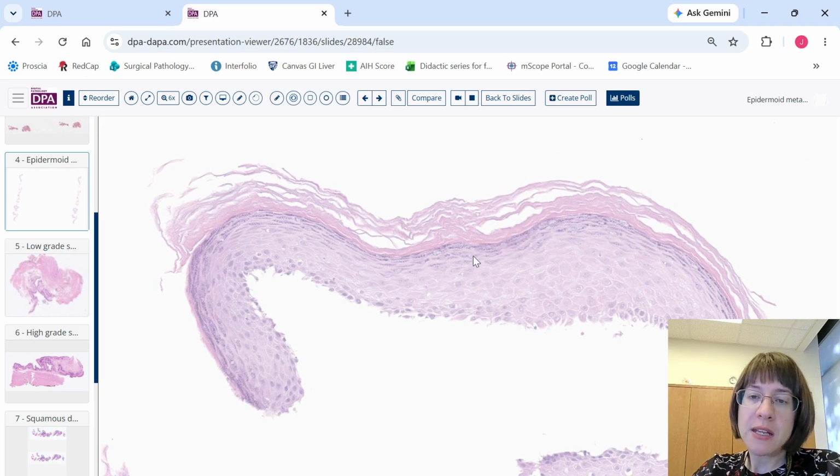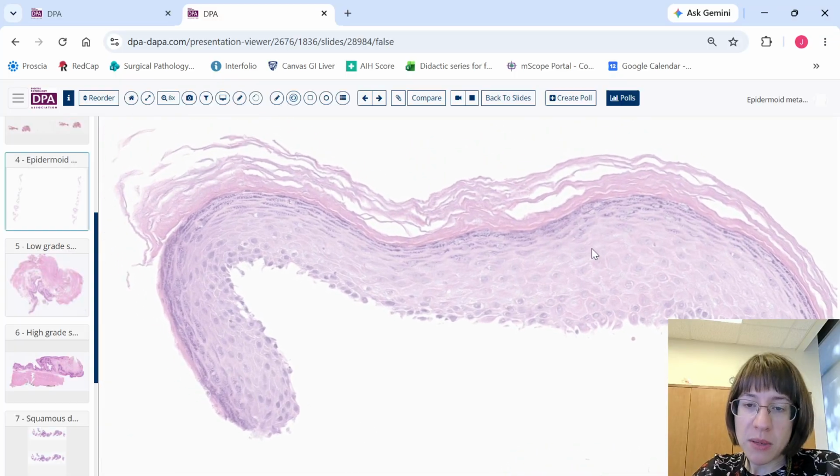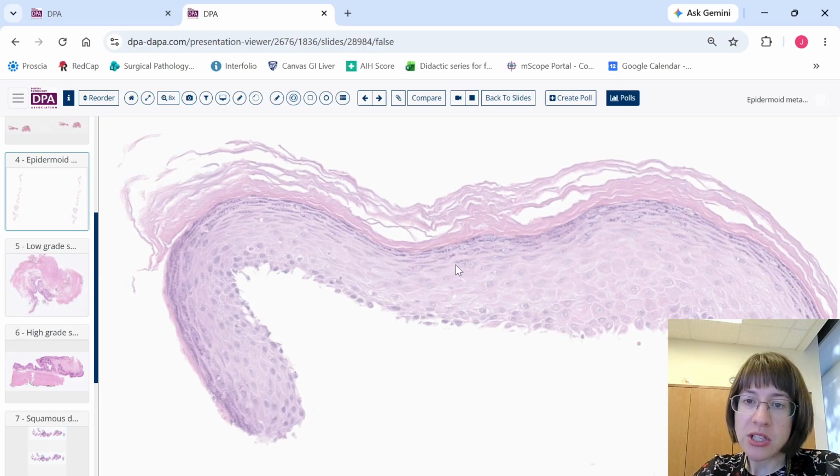So when I find this, I normally will leave a note saying that while I don't see any dysplasia in this particular sample, this patient is at risk for squamous neoplasia, and I would recommend that they are followed endoscopically. So again, epidermoid metaplasia, we recognize this change at the surface, and we do want to follow these patients.